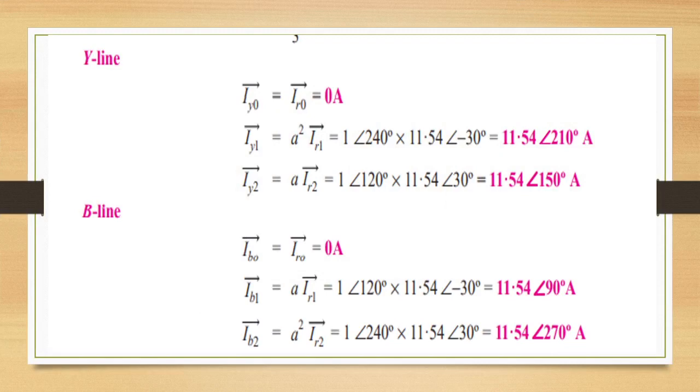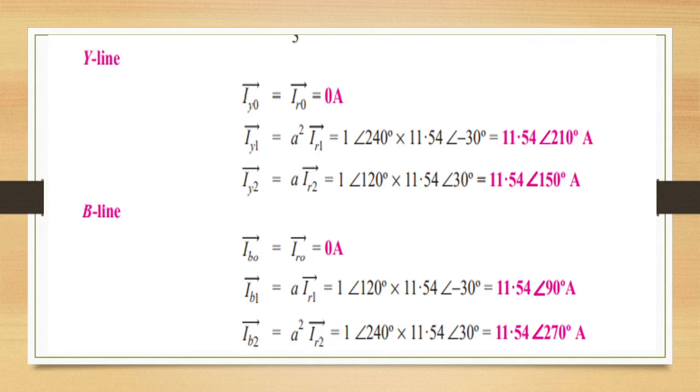Now similarly for Y and B lines we are calculating. For Y line, IY0 is IR0, 0 amperes, IY1 is A square IR1, that is 11.54 angle 210 degree ampere, IY2 is AIR2, that is 11.54 angle 150 degree ampere.